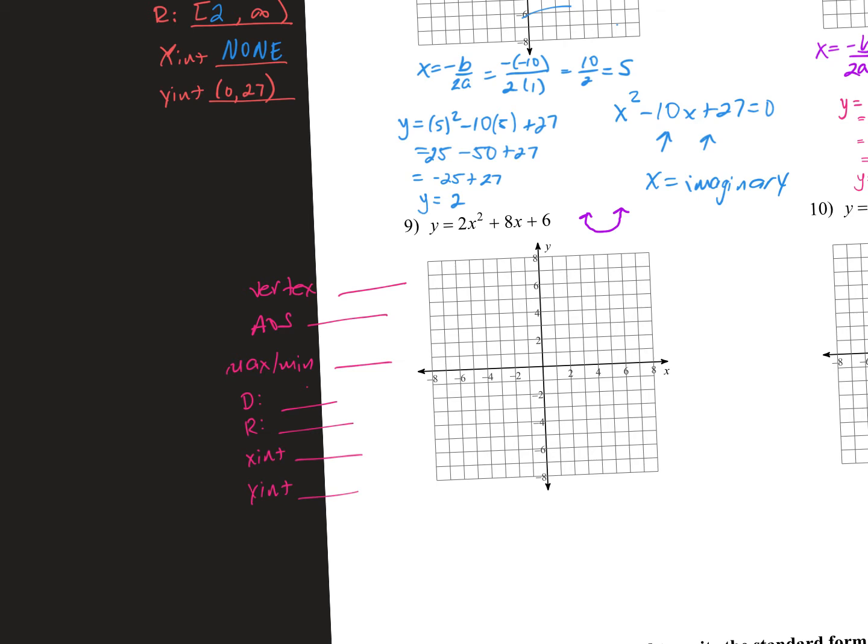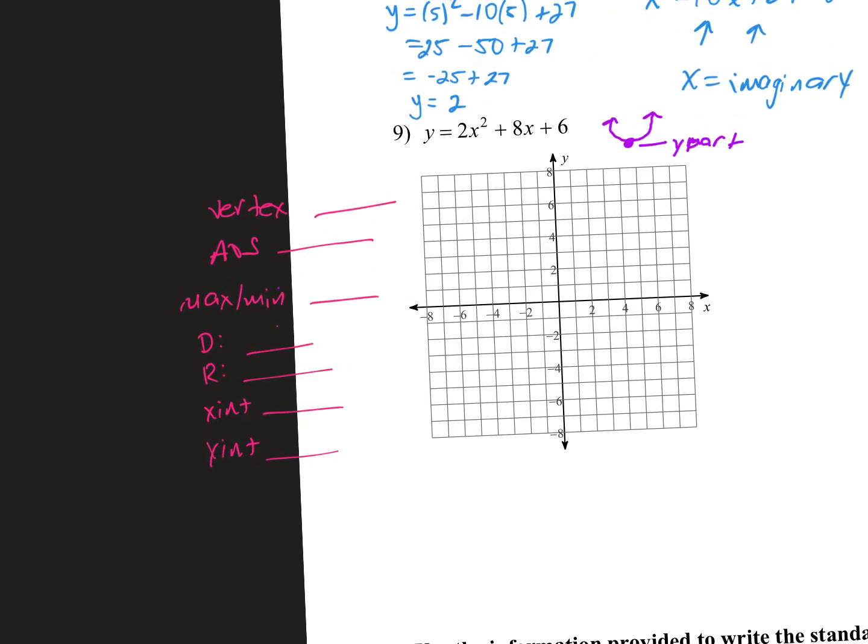X squared is positive. Good. So that means this vertex right here is going to be what kind of a point? Is it maximum or minimum? Is that the highest that parabola is going to go or the lowest? The lowest. So it's going to be a minimum.